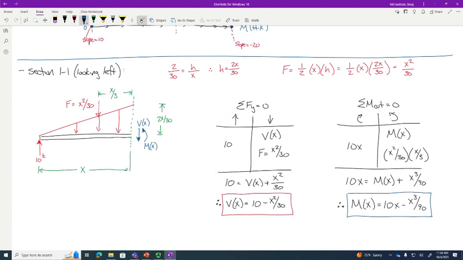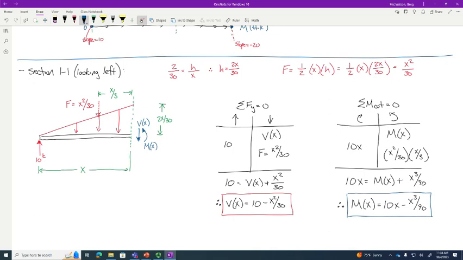The derivative of the moment is the shear. What is the derivative of 10x? 10. What's the derivative of this? We take 1 over 90. The derivative of x cubed is 3x squared. We get x squared over 30, right? So that's a check that you've done this correctly. If you derive these equations independently and you take the derivative of moment, you should get shear.